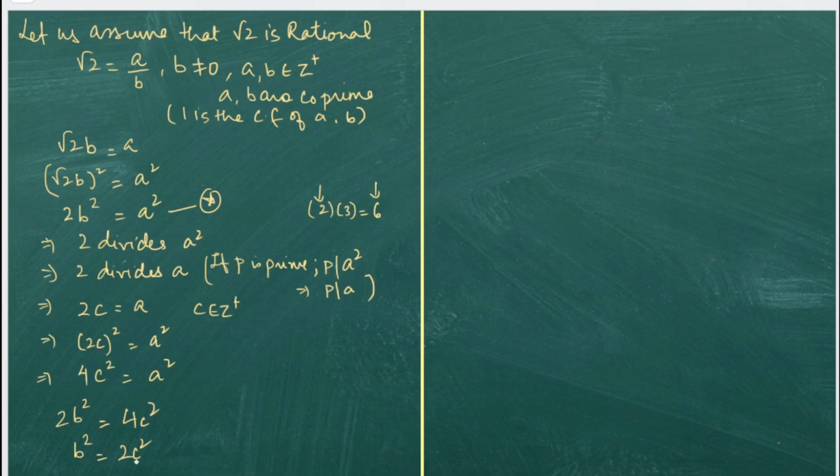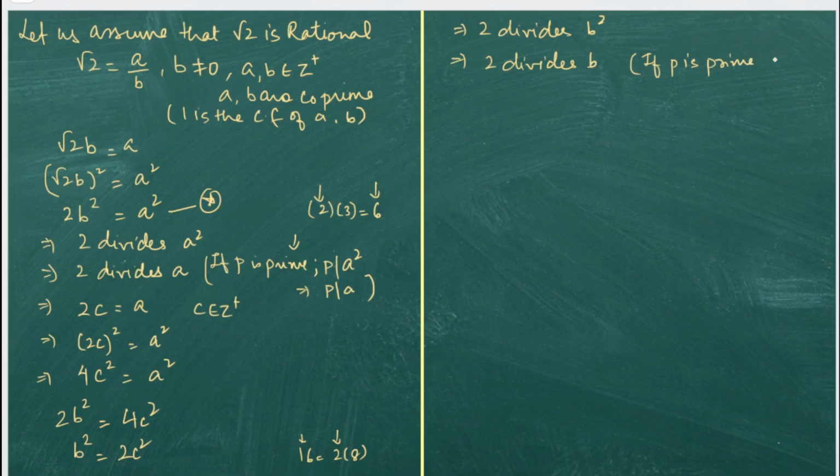Now, if b square is equal to 2 times some other number, then definitely this 2 divides b square. Again, if I can write 16 as 2 times 8, of course 2 divides 16, correct? So if b square is equal to 2c square, then this 2 divides b square. Now, if 2 divides b square, of course 2 divides b as well. How? By this same result, that if p is any prime number and p divides a square, then p divides a as well. Now, here we wrote that 2 divides a, mark this as first, and here we said that 2 divides b as well.